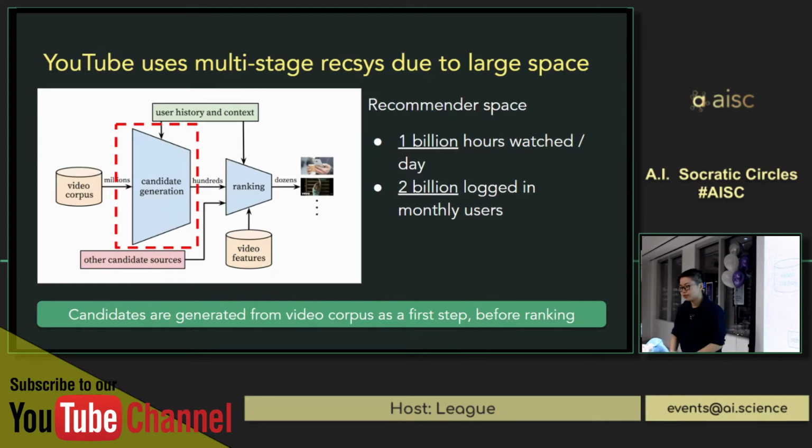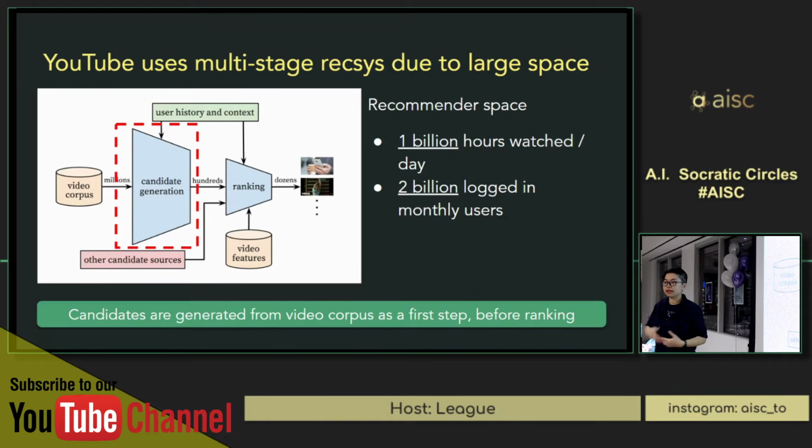First of all, YouTube uses a multi-stage recsys. This is because they have such a large amount of videos and users, so it's very sparse data. When you have millions of videos, one person might have only interacted with several hundred. Several hundred out of millions is very little, so it's very sparse data in that regard.